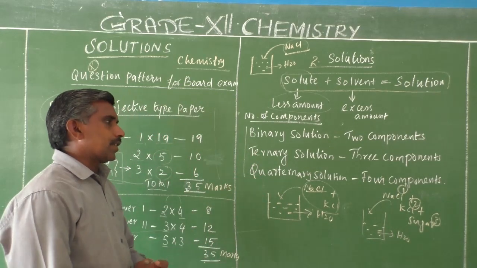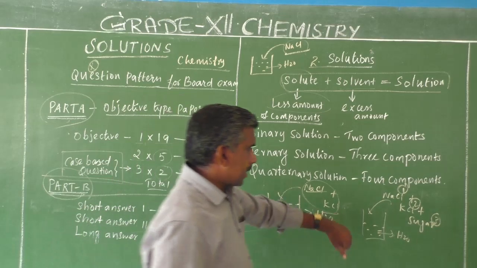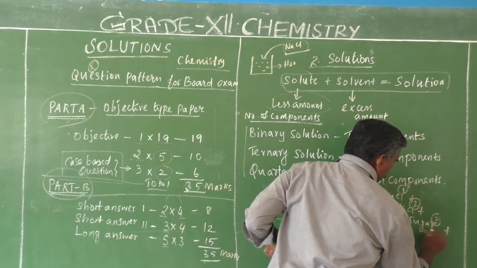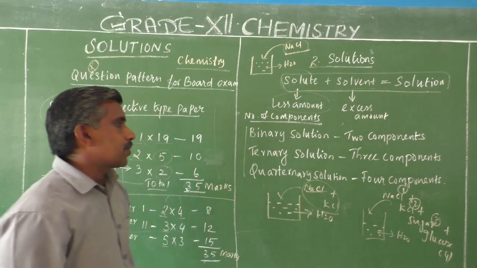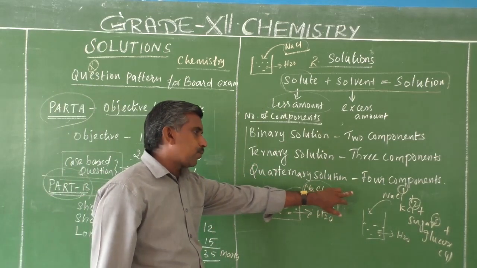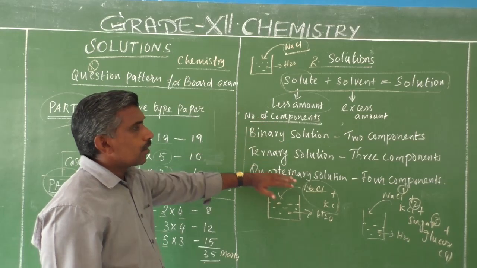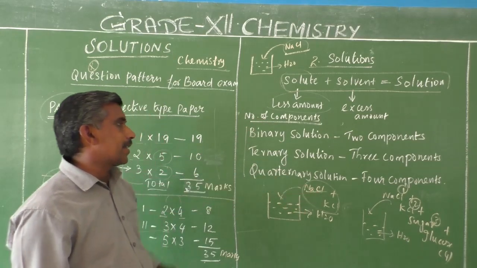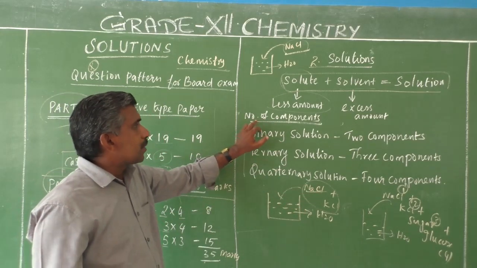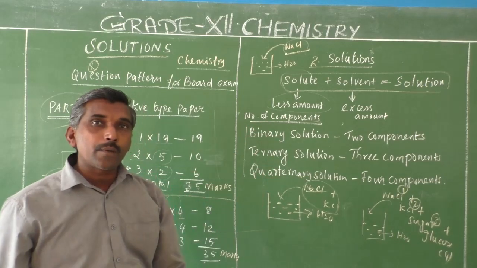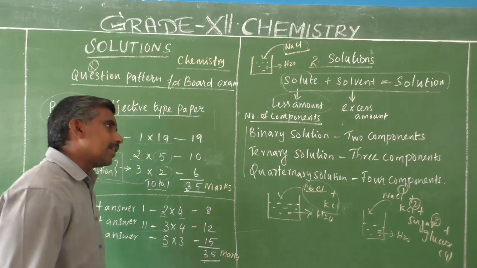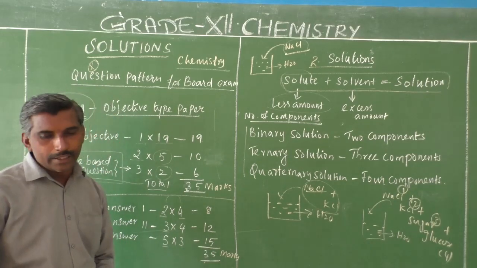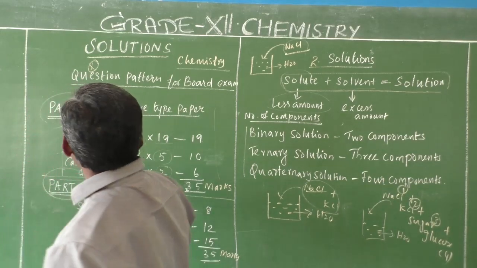Now quaternary solution, 4 components. Additionally, you add glucose as the 4th component. So this is a quaternary solution, where 4 components are present. So a solution can be classified on the basis of the number of components: binary solution, ternary solution, quaternary solution. Okay. Now we will learn about solutions.